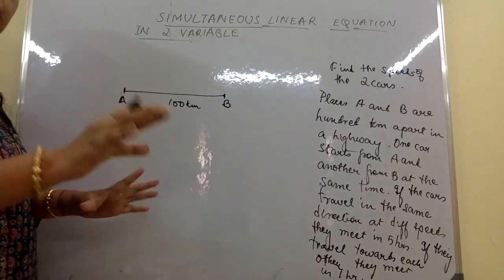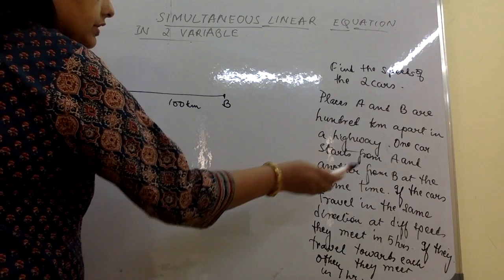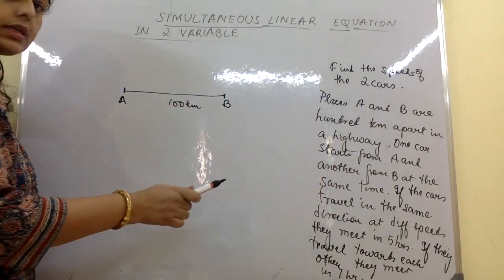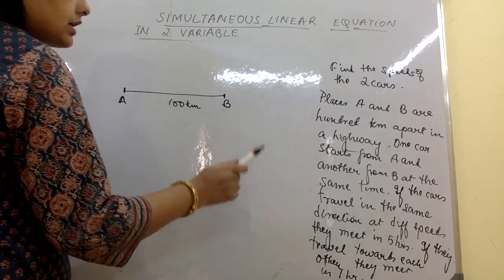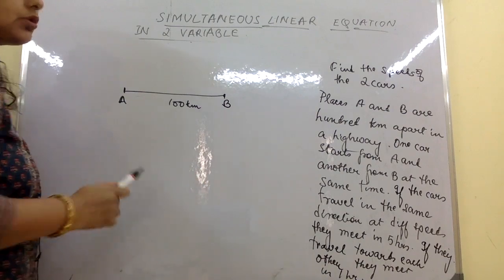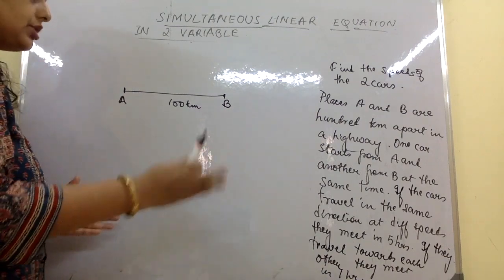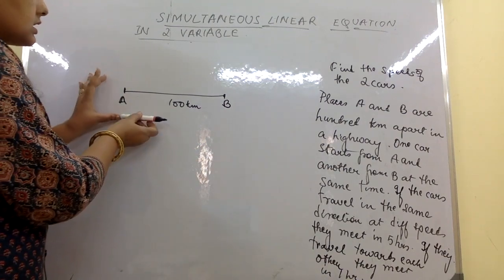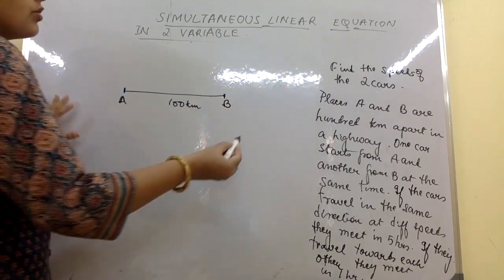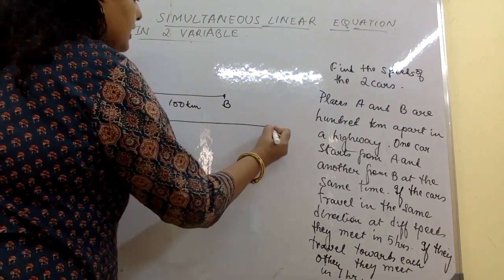Now there are two conditions given. If the cars travel at the same time, both cars starting at the same time, in the same direction at different speeds, they meet in 5 hours. Now people don't understand what is same direction. Same direction means this one is also going and this one is also going in that direction. So they meet after 5 hours.